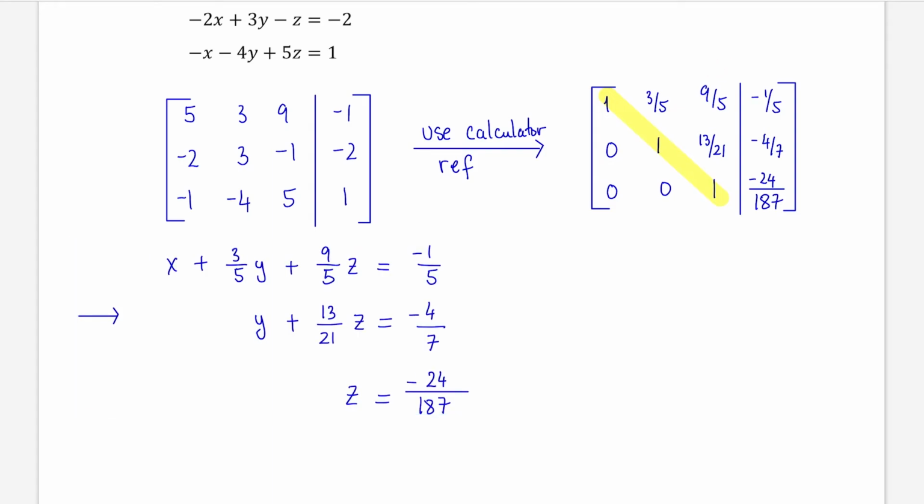So I have my first equation is x plus 3 over 5y plus 9 over 5z equals negative 1 over 5. The second equation is y plus 13 over 21z equals negative 4 over 7. The third equation is z equals negative 24 over 187. So this is my answer for z. Now I need to substitute this in here in order to solve for y.